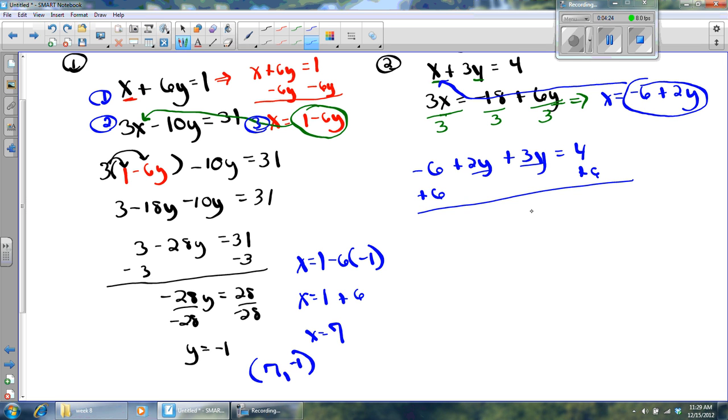So when I add 6 to both sides, I end up getting 10. When I combine those 2 y's, I get 5y. And now most of you can see that y is going to be 2. All right, so y is 2.